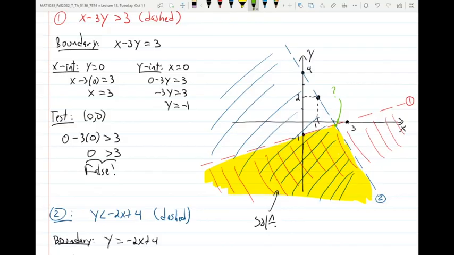Remember, when you solve the system of equations, you're trying to figure out: do the 2 lines cross or not? And if they cross, where is it? That's a solution, the point of intersection, okay?